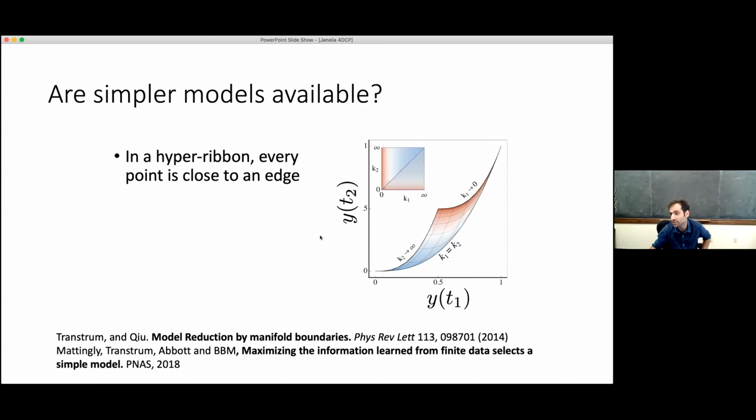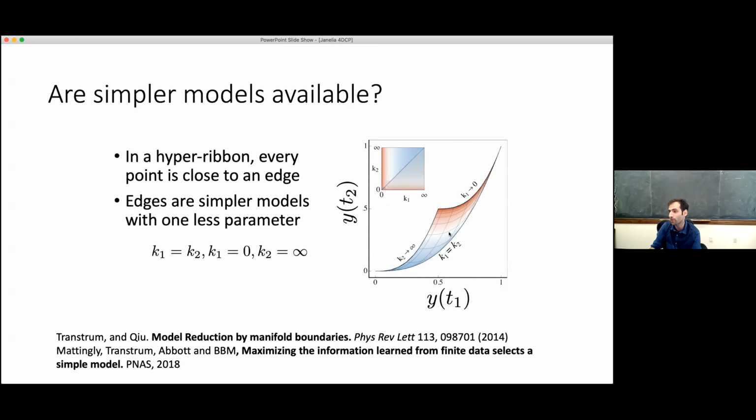So a question you could ask is whether simpler models are available here. And in a hyperribbon, it turns out that every point is close to an edge. In this sum of exponentials, looking a little bit more closely, this infinite parameter space is really mapped all onto this finite data space. And the edges of this are actually simpler models with one less parameter. So this long edge here is where I have just a single exponential. These two edges here are when one of the parameters has gone to either zero or infinity.